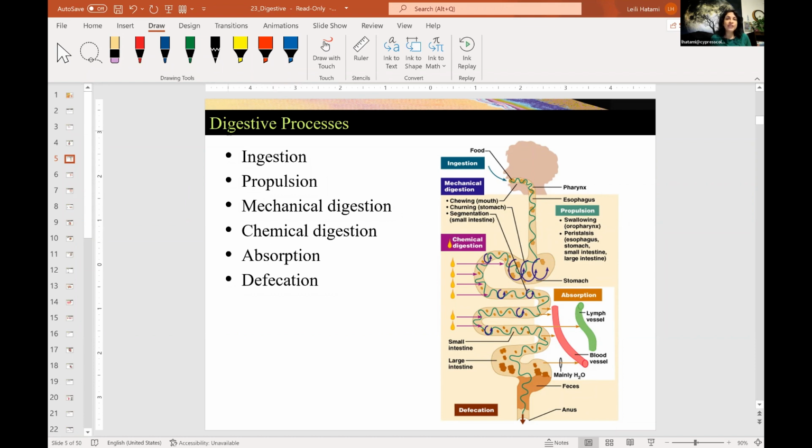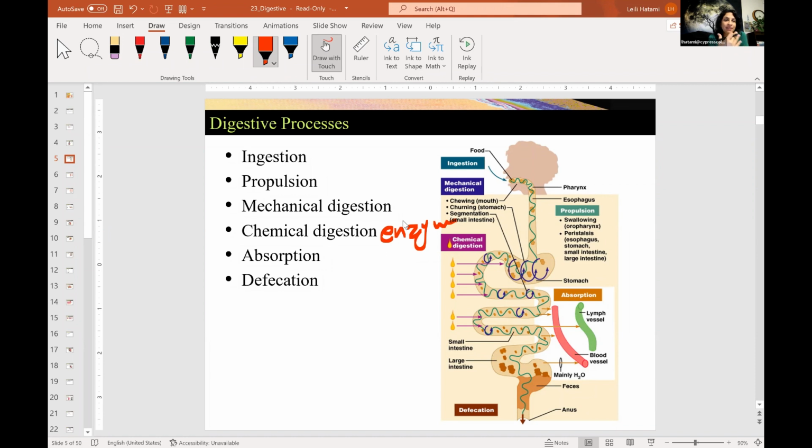Chemical digestion. For chemical digestion, the presence of enzyme is so important. So in chemical digestion, we have to have enzyme. Without enzyme, we cannot digest the nutrients or molecules into their final products. There are different types of enzyme for digestion of different types of macromolecules. For example, we have the amylase enzyme for digestion of carbohydrate. We have the pepsin or peptidase for digestion of protein. We have lipase enzyme for digestion of lipids.